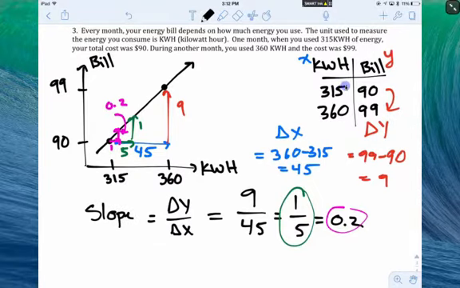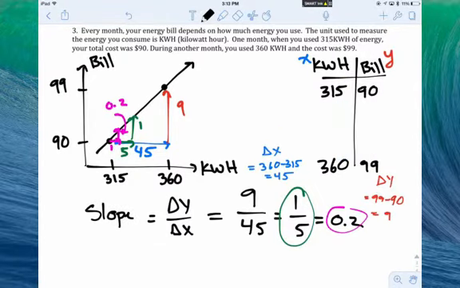And note to self, on our table of values, maybe I can create some space. Okay, there we go. Every time our kilowatt hour usage went up by 1, so if we use 316, it would go up to $90.20. If it was 317 kilowatt hours, $90 and, thank you very much, 40 cents. It would just go up by 20 cents every hour.